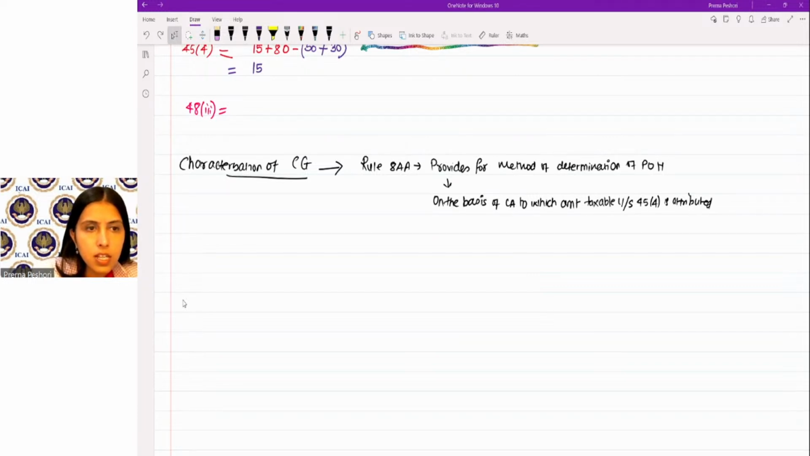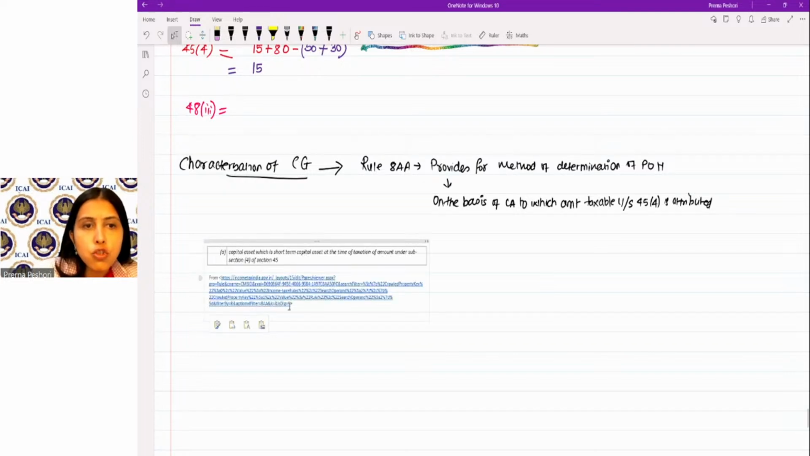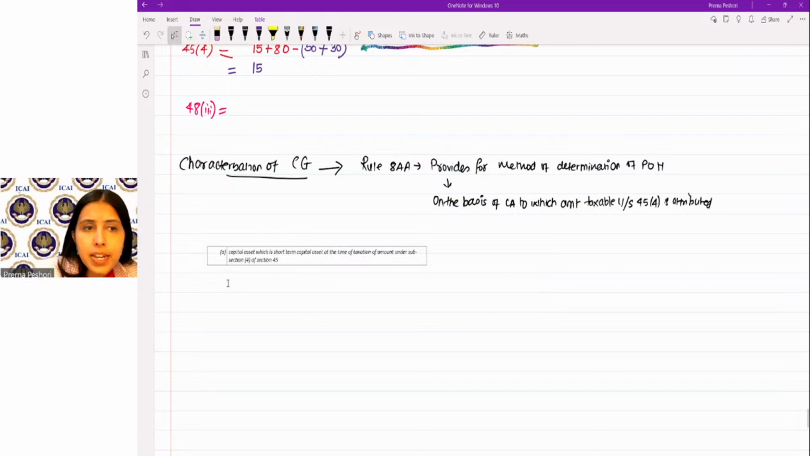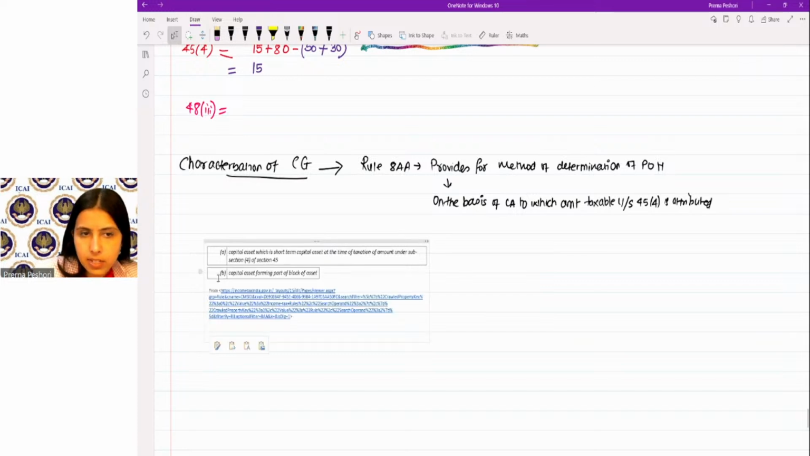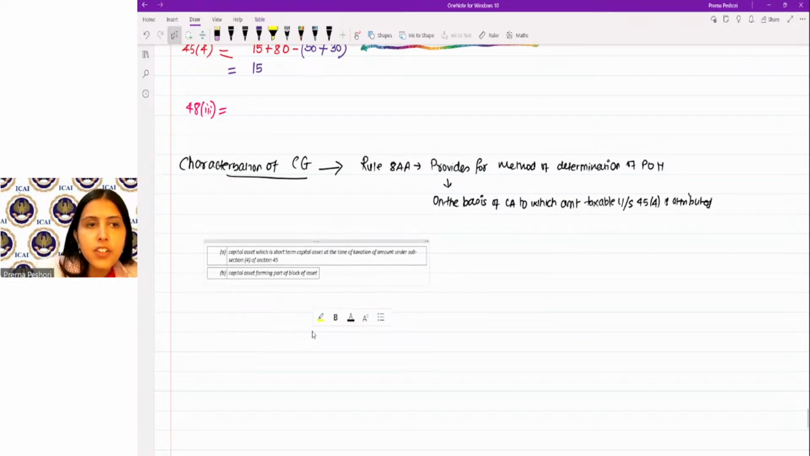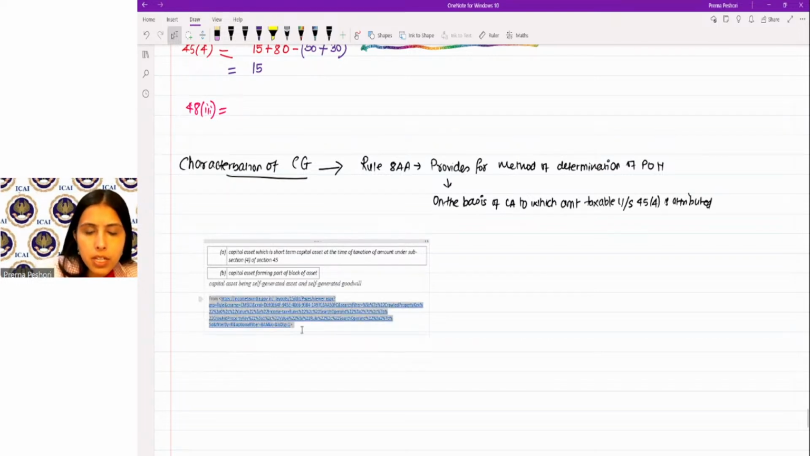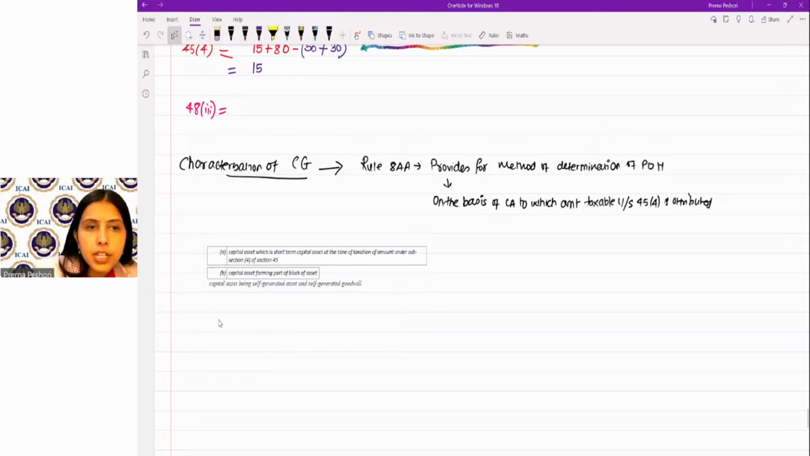So, first is a capital asset which is a short-term capital asset at the time of taxation under 45(4), or a capital asset forming part of the block of assets, which is a depreciable asset. And the third is if it is a self-generated asset or self-generated goodwill, then it will be deemed to be a transfer from a short-term capital asset.